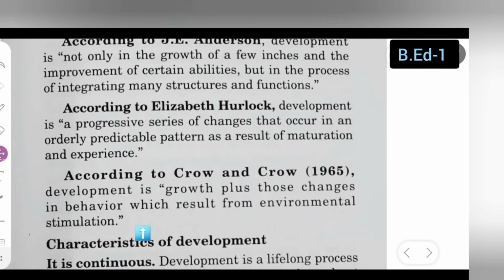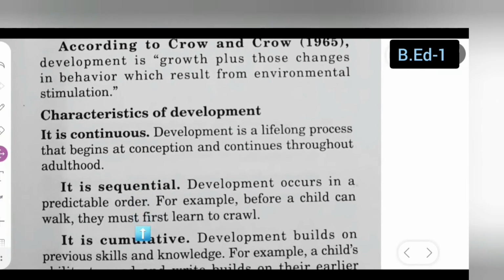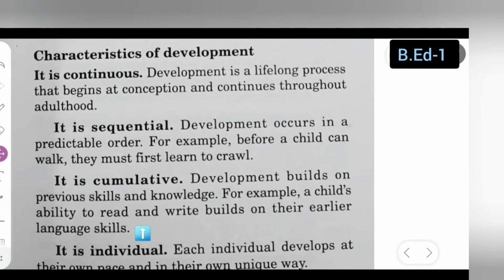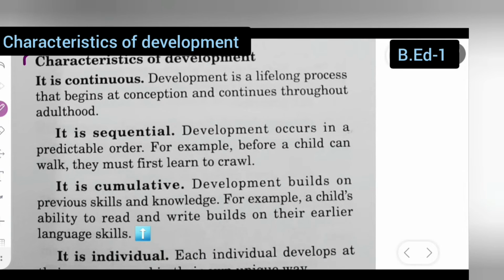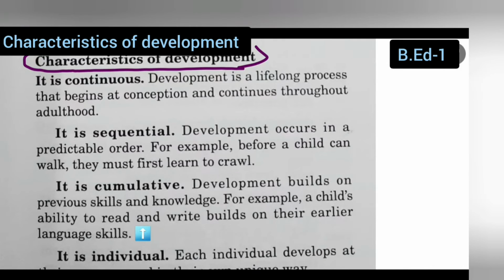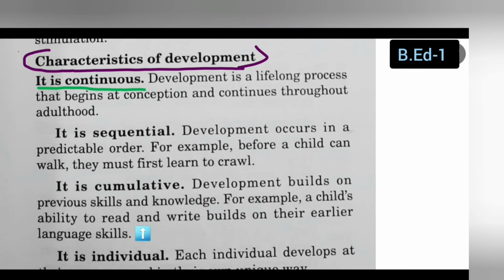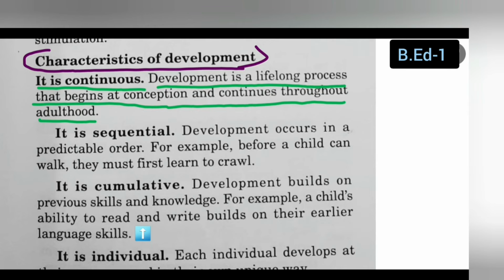Next is the characteristic of development. Now we are talking about the characteristics of development. It is continuous. Continuous means development is a lifelong process that begins at conception and continues throughout adulthood.